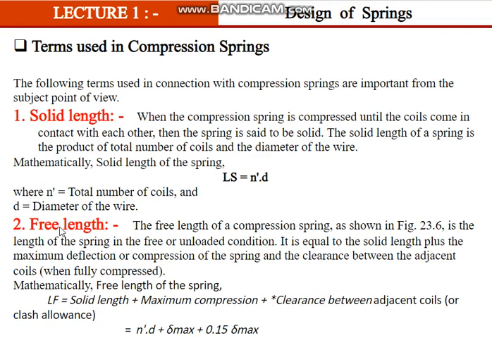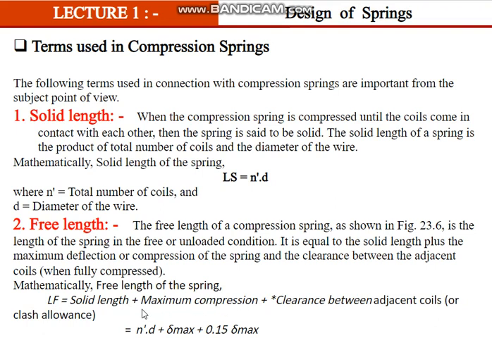Now free length. Free length means, in a compression spring, the unloaded condition. When there is no load, how big it appears, that is the free length. But mathematically, if you have to write, free length L F, this F should be a suffix. So L F, that means free length, is solid length plus maximum compression.